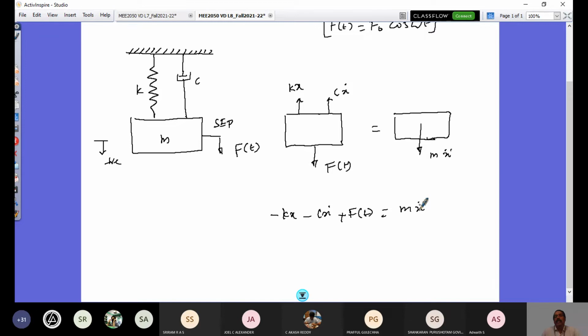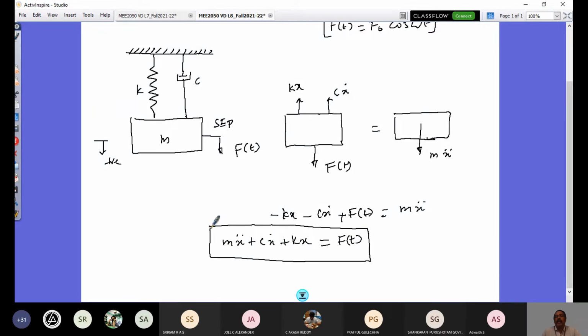m x double dot. So grouping on one side other than the external force, it is going to be m x double dot plus c x dot plus kx equals F of t. So this is my governing equation. So look at the governing equation is simply equated to the excitation force function. If this is 0, then it is damped free vibration. So it is F of t, so it is forced damped vibration.